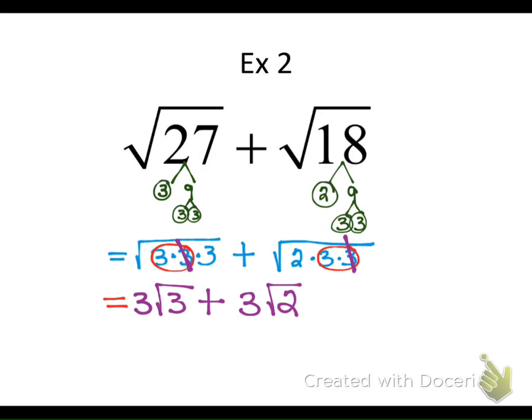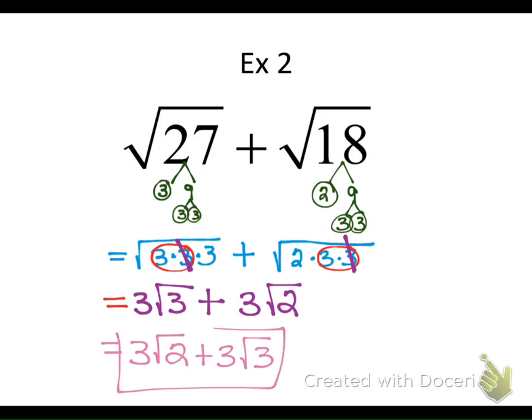So what happens here? Which radicand's smaller, 3 or 2? So what are we going to do with our answer? Yeah, just switch them. So it's going to be 3 square root 2 plus 3 square root 3. And that will be your final answer.